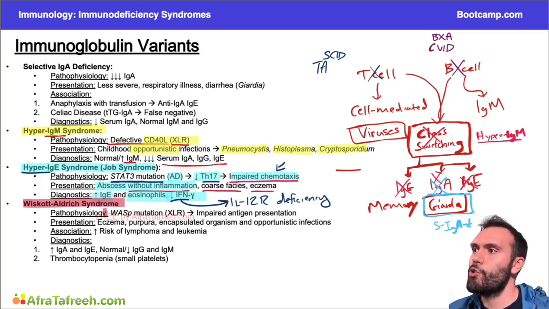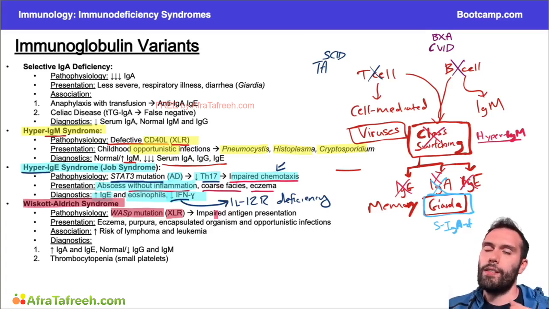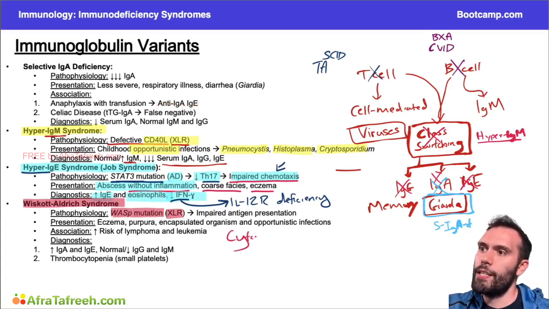So Wiskott-Aldrich syndrome's classic mutation is the WASP mutation. Again, another X-linked recessive. A lot of very unusual inheritance patterns here, most of which, when in doubt, are X-linked recessive with a couple exceptions. This mutation is essentially causing some defect in the cytoskeleton. So you also want to remember that there's a defect in the cytoskeleton. Like I said, we'll talk about this in greater detail, probably in the hem-onc section.